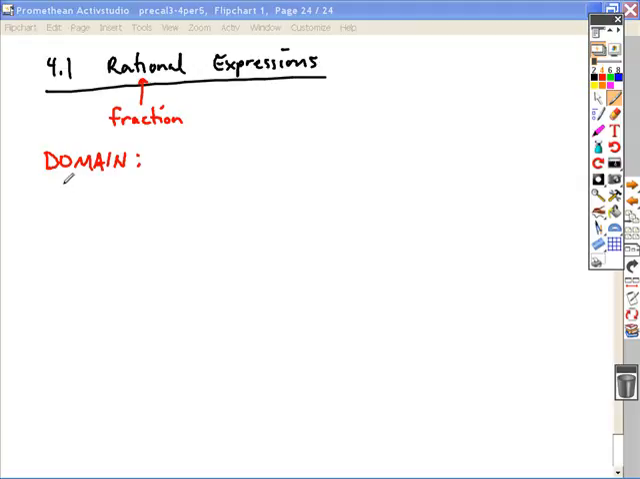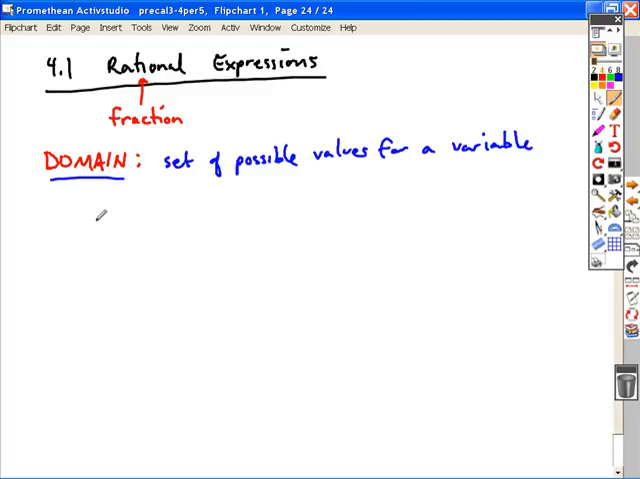If you recall, what is domain? What does it mean? If I told you that you have this expression right here, is there any restriction to the values you can put in for x on this? Is there anything about this polynomial form that restricts the value of x? No. There's nothing for it.